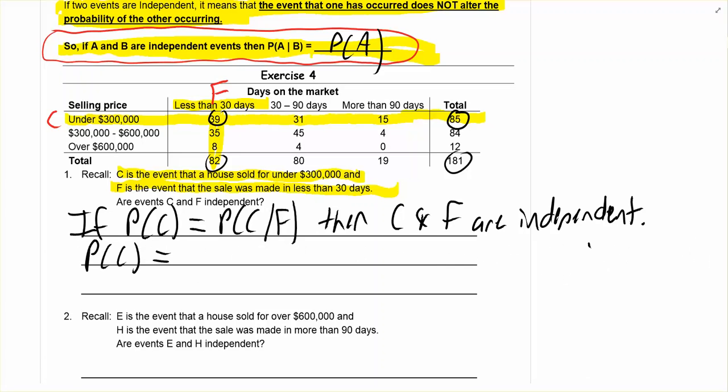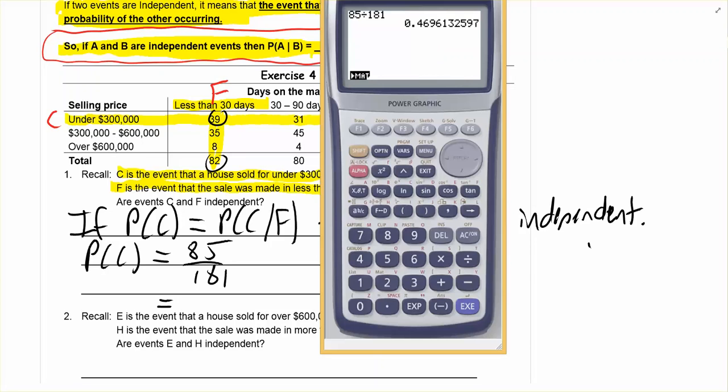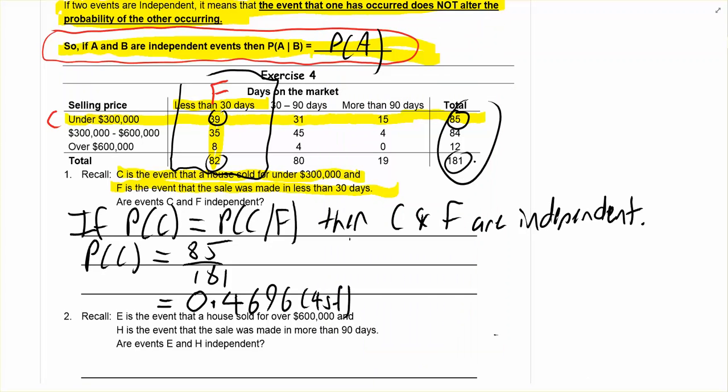So the probability of C, that's the proportion that are cheap, that's going to be 85 out of 181, which as a decimal equals 0.4696. Now, what do we want to compare it with? Well, if they're independent, then that probability will be the same as the probability of C given that F occurs. So let's work that out. Pause the video and do it if you haven't had a go yet.